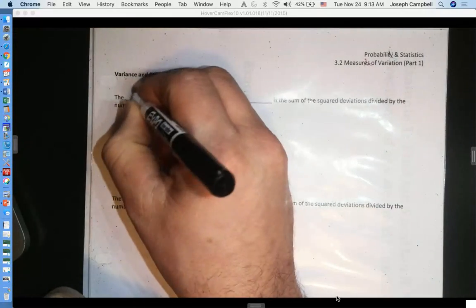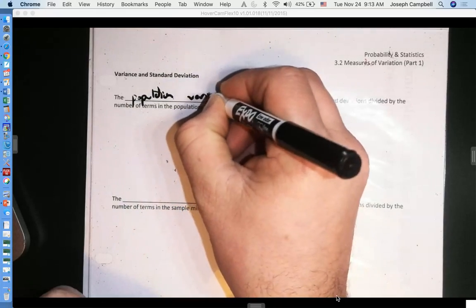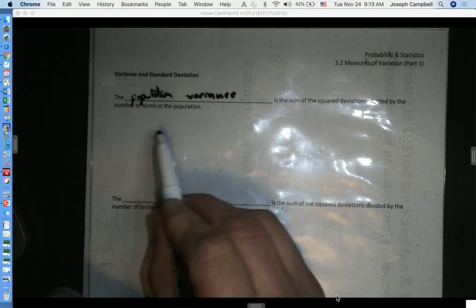Okay, so the population variance is the sum of the square deviations divided by the number of terms in the population. Okay, so we don't usually calculate this because we don't usually calculate things for populations.